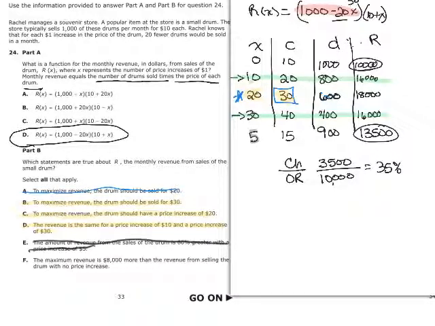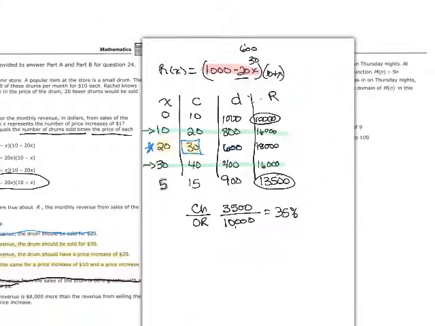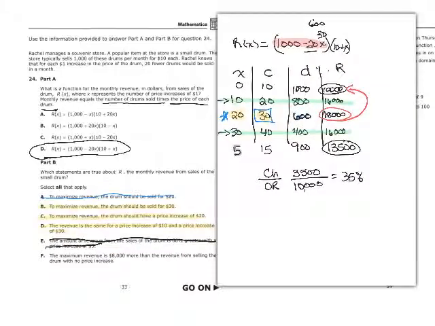And then F, the maximum revenue is $8,000 more than the revenue from selling the drum with no price increase. So that is also true. If you look here, the maximum amount is $18,000, and that is an $8,000 increase from the original $10,000. So B, C, D, and F are your accurate choices here. Hope that helps.